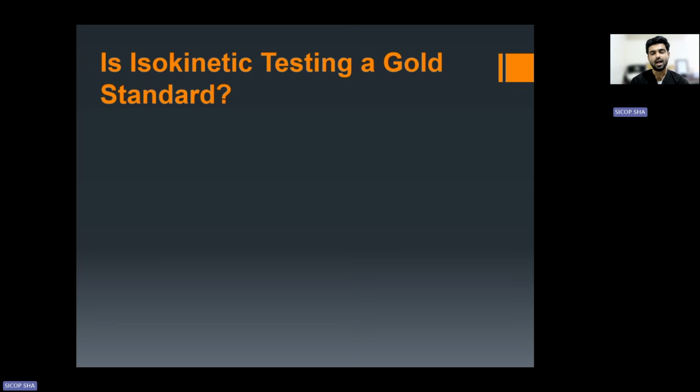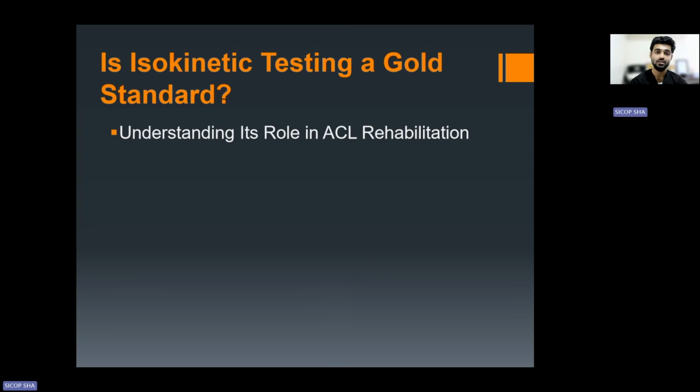Isokinetic testing is a gold standard. Yes, this is the gold standard method for assessing muscle strength. We can compare the contralateral to the affected leg strength and we can get objective real-time data.